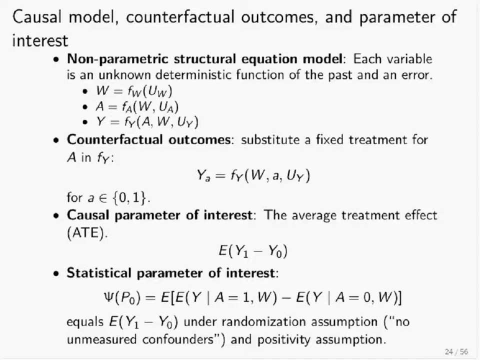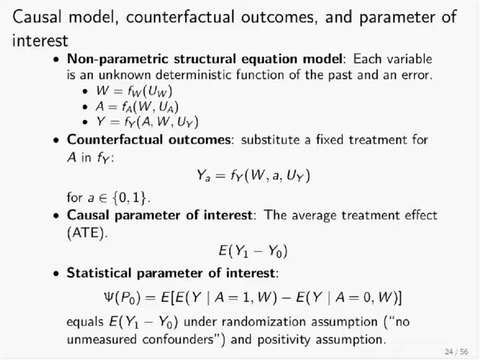Then you're concerned, can I learn that from the data? Now, the data is observed. That's the W, A, and Y. But we don't, of course, know anything about these unmeasured factors. So you need assumptions about these unmeasured factors not causing you a lot of trouble. For example, the no unmeasured confounding assumption says that unmeasured errors going into A should have no relation to the unmeasured errors going into Y, given W.